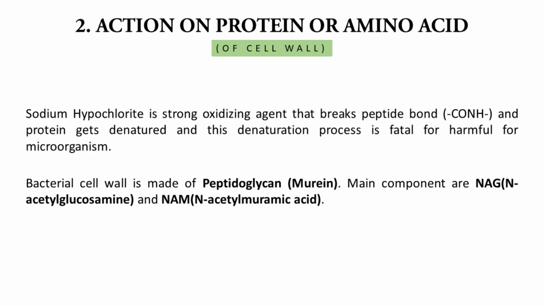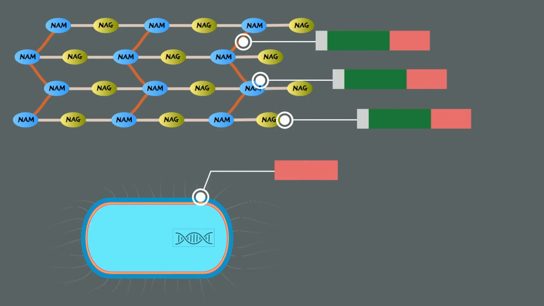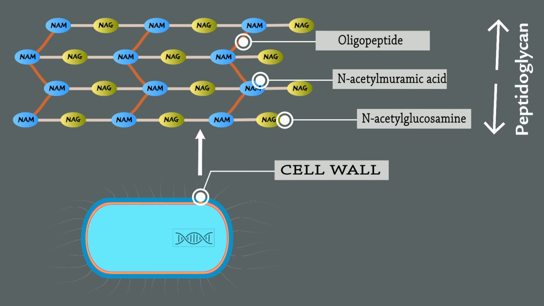In order to understand the action on cell wall, first of all we should have to understand what the cell wall is composed of. Bacterial cell wall is made of peptidoglycan, which is also known as murein, and the main components are N-acetylglucosamine and N-acetylmuramic acid. In shortcut, we can say them NAM and NAG.